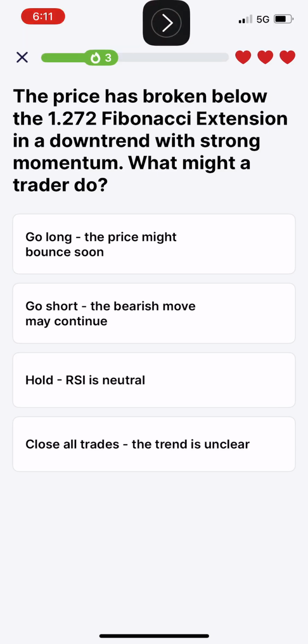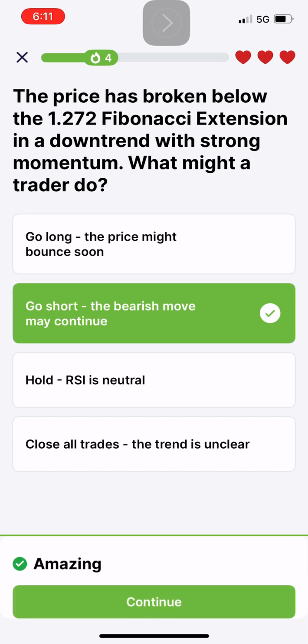Three. The price has broken below the 1.272 Fibonacci extension in a downtrend with strong momentum. What might a trader do? Go long, the price might bounce soon. Go short, the bearish move may continue. Hold, RSI is neutral. Close all trades, the trend is unclear.